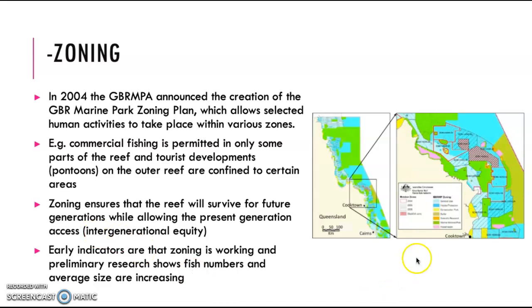So when you look at maps of the Great Barrier Reef, you might see maps that look like this that have different areas zoned off with different symbols, and that's to designate what the area has been zoned for. Has it been zoned for tourism? Has it been zoned for fishing? Or has it been zoned for conservation?